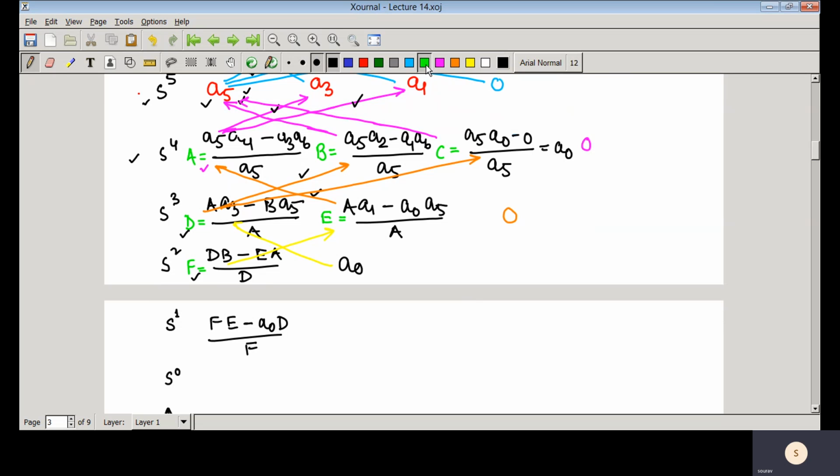And then the next one is, if we say that this one is G, what you would have is this term, and here you have that 0. So you can see that G into a0 divided by G, so we have a0 here.